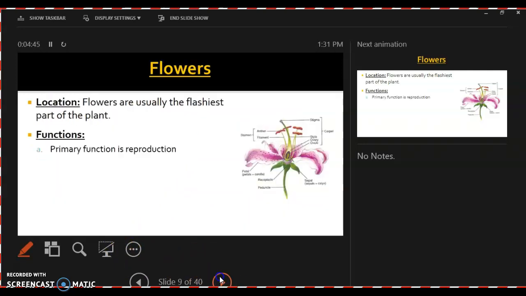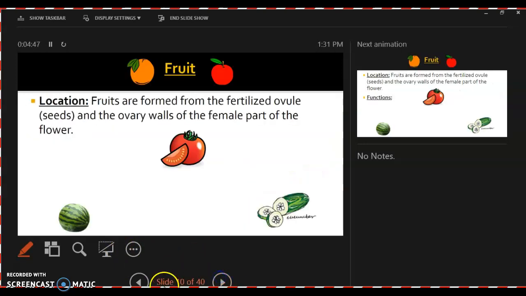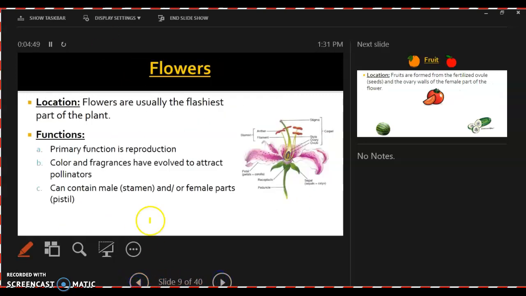So flowers. So the prettiest part of the plant. Okay, so the location of the flowers. Okay, make sure you are labeling these, okay? The flowers are usually the flashiest part of the plant.